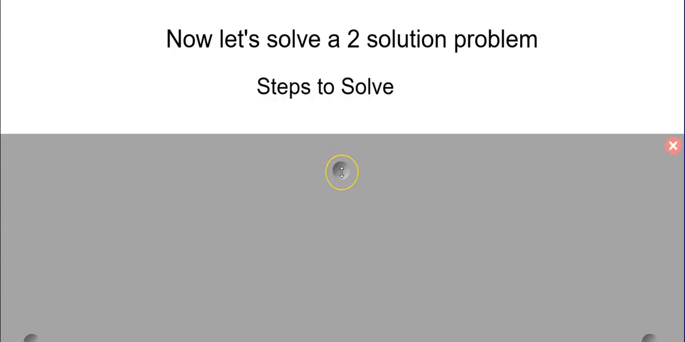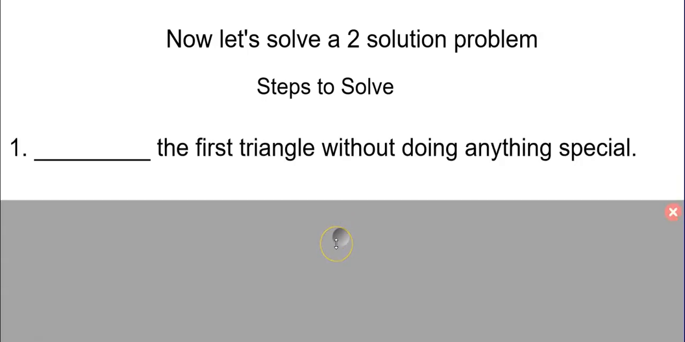First things first, we're going to solve the triangle out like we've been doing, just like the law of sines. So our first word is solve. We're going to solve it out like regular, find all the missing pieces, and be done there for that first step.